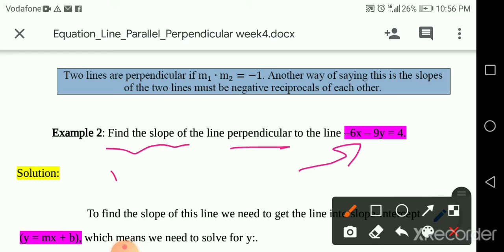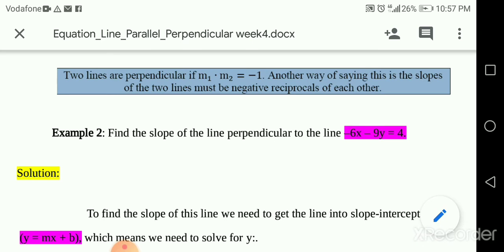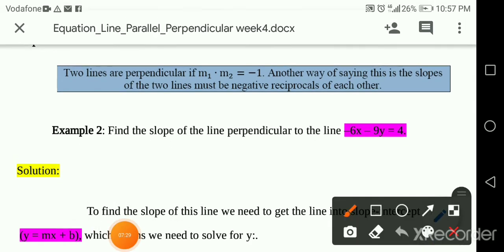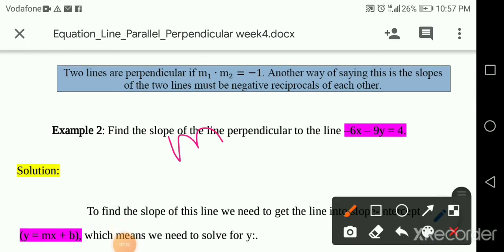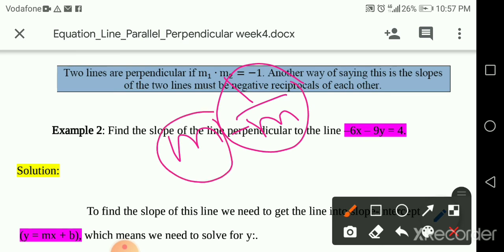So the slope must be what? The slopes must be negative reciprocals of each other. If I have here m, the other one will be 1 over m and negative. Like this, guys. If I have m, the other reciprocal must be negative 1 over m. Now they are perpendicular. Let's solve for this, guys.